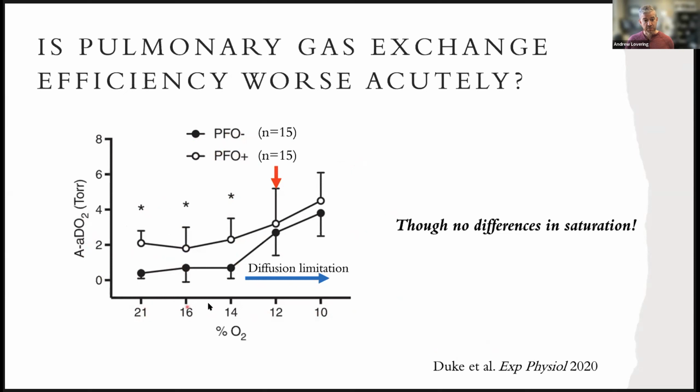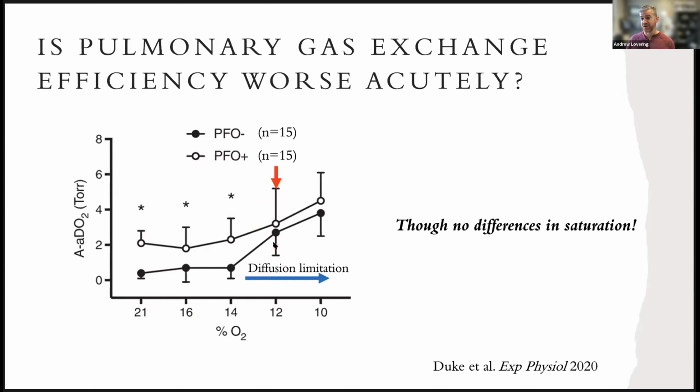We found that at moderate altitudes or in room air there were significant differences in the AADO2. However, as you get to the more severe levels of hypoxia, and this little arrow is to show that this would be similar to the altitude of Mount Chacaltaya at 5,260 meters, what causes differences in AADO2 at more severe altitudes is a diffusion limitation, and not sources of shunt or ventilation perfusion mismatch or things like this.